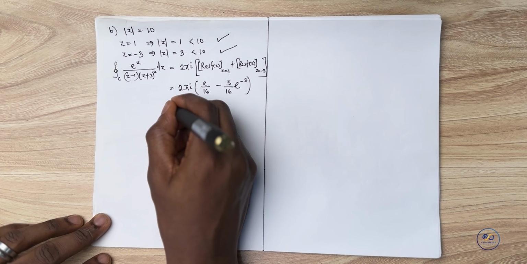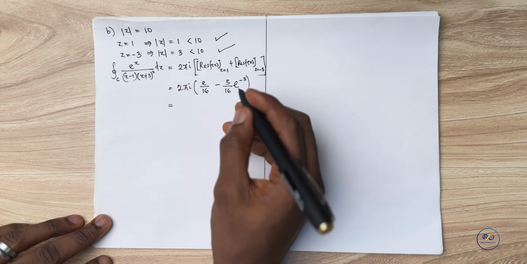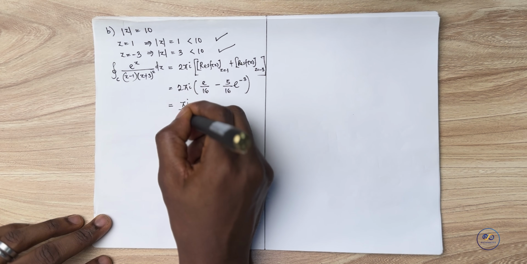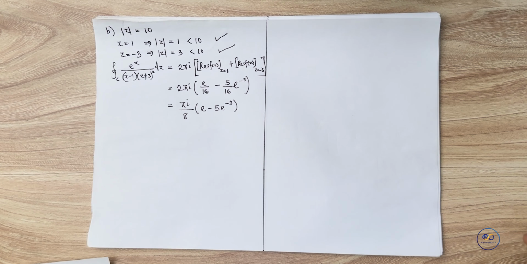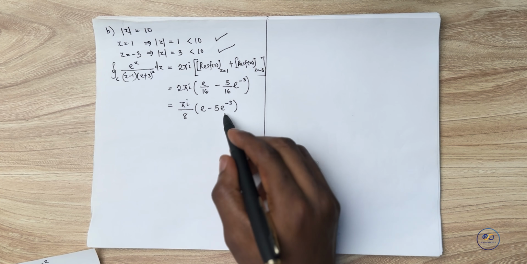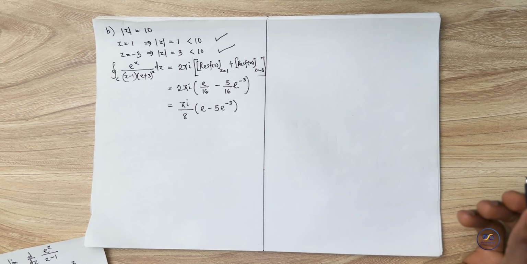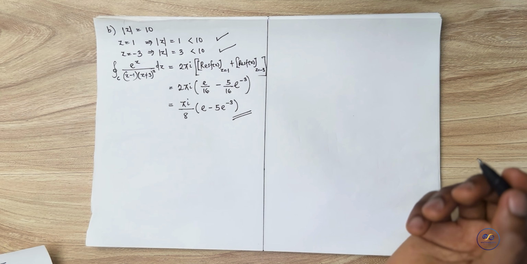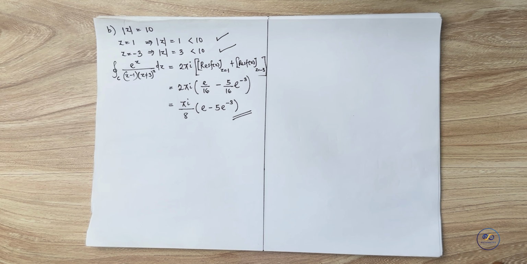So 1 over 16 is common, so we can have this as pi i over 8 times (e minus 5 e raised to power minus 3). We can of course go further to simplify this, take the LCM, bring them all together if necessary, or you could decide to leave your answer like this. That will depend on how far you want to go or are willing to go towards getting your answer.